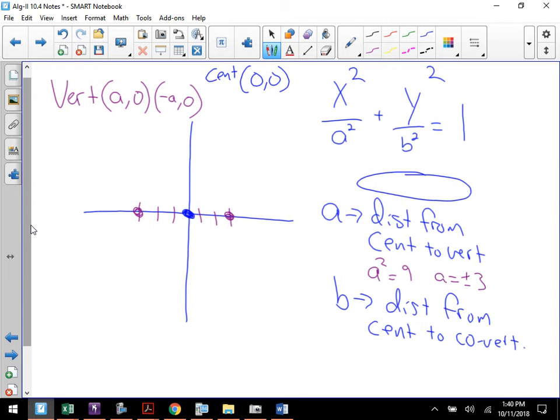So just for a dumb example, this covertex is plus or minus b in the y category, because I'm vertex stretched left and right, that means I moved it in x. Covertex moved up and down, which means I moved it in y.